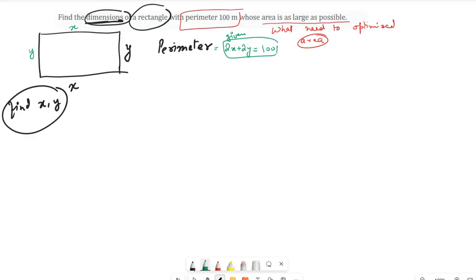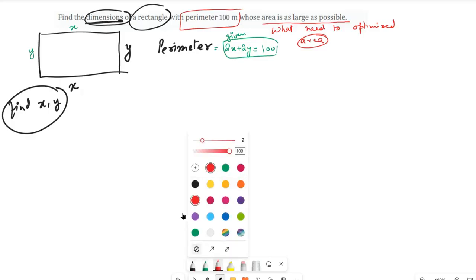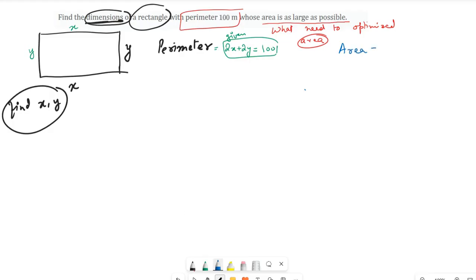Okay. What will be the area of your rectangle? Area is length times width. So here in this case it is xy. We need to optimize our area. Our function is going to come from area, but it's a two variable thing, right? We need to convert that into a single variable. How are we going to do that?